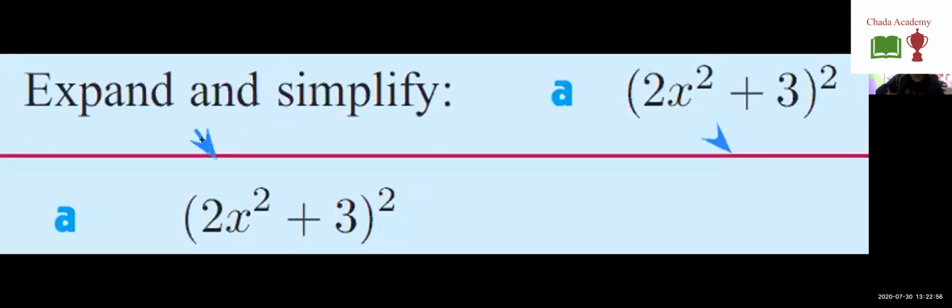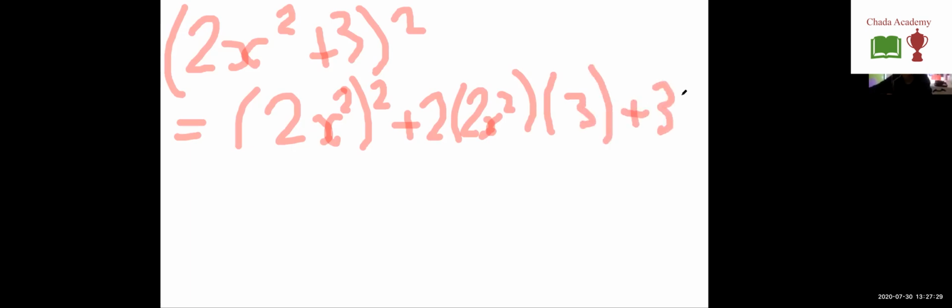It's the same form, but here it's a little bit more complicated. You have a equals 2x2 and b equals 3: (2x2 plus 3) power 2. We start. 2x2 is the a, power 2, plus 2ab plus b2. Okay, we wrote the formula.